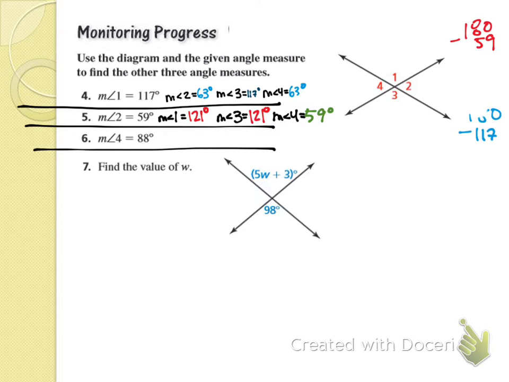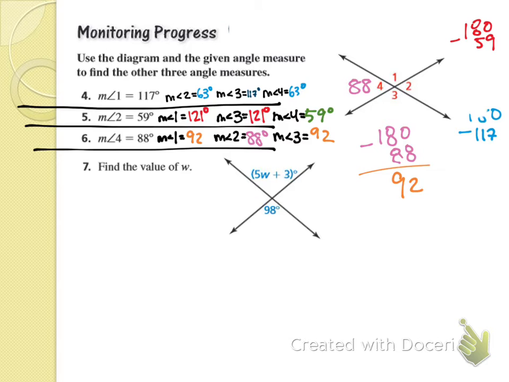Alright, and the last, we know the measure of angle 4, so we're going to find the measure of angle 1, the measure of angle 2, and the measure of angle 3. If angle 4 is 88 degrees, what other angle is 88? Angle 2 is 88. Subtract from 180. So then what is the measure of angle 1 and 3? 92. Questions on these 3?